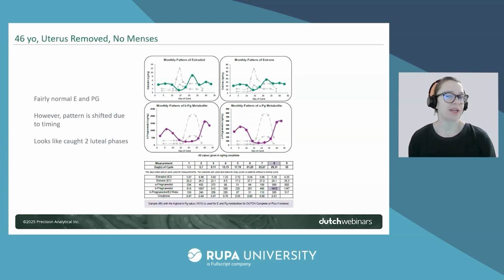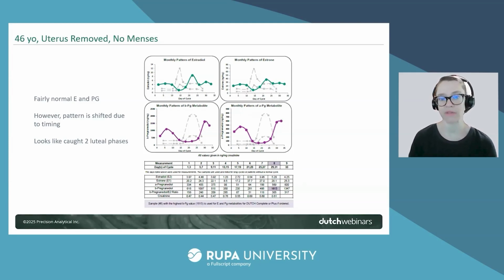All right. We're getting away from normal, although this one is still quite normal, even though it looks a little bit different. So this is a 46-year-old who's no longer having a menses. She's had her uterus removed. Ovaries are intact. Really, she's got fairly normal estrogen and progesterone. But what's happened is the pattern has shifted because we were no longer able to know when the start of her cycle was. So what it looks like here is that we actually caught 2 luteal phases.